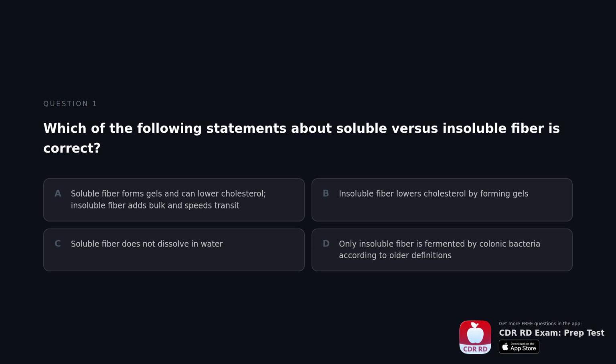Which of the following statements about soluble versus insoluble fiber is correct? A. Soluble fiber forms gels and can lower cholesterol. Insoluble fiber adds bulk and speeds transit. B. Insoluble fiber lowers cholesterol by forming gels. C. Soluble fiber does not dissolve in water. D. Only insoluble fiber is fermented by colonic bacteria according to older definitions.